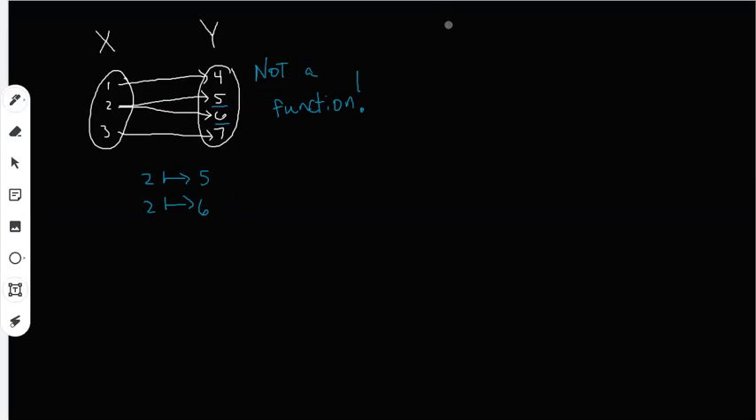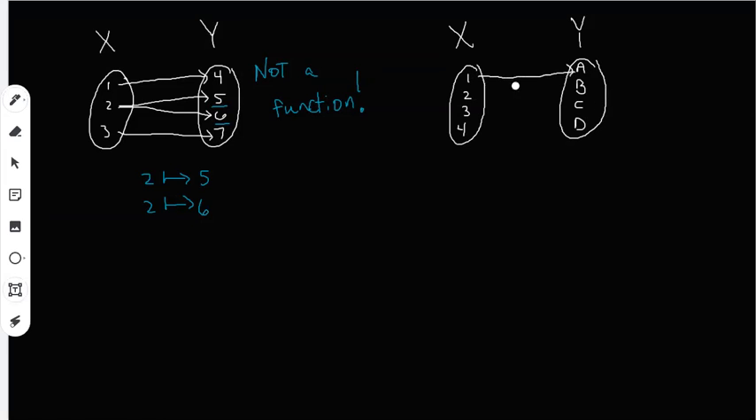Let's do another example where I have all the x values on this side and all the y values over here on this side. Okay. Let's say we have 1, 2, 3, 4, and A, B, C, D. 1 is being mapped to A. 2 is being mapped to B. 3 is also being mapped to B. And 4 is being mapped to D. Is this a function or not?